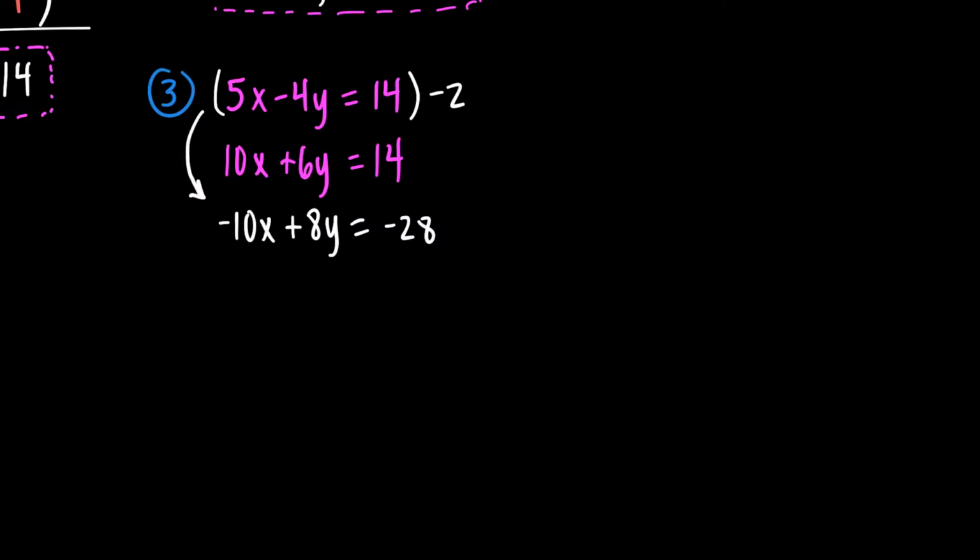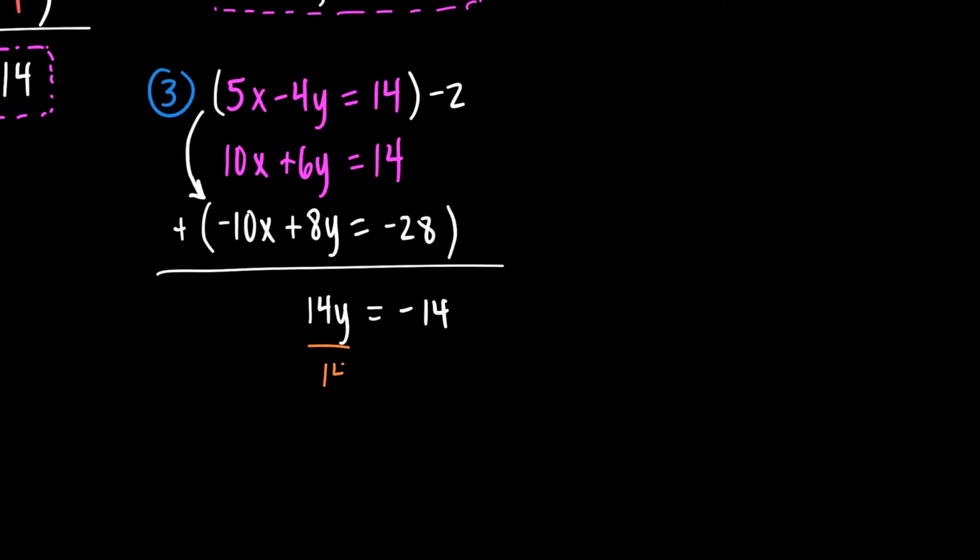So let's do that. We're going to add this second equation to the first one. So these x's will become 0. I'm not even going to bother writing it. These y's here will become 14y. 6y plus 8y is 14y. And then 14 plus negative 28 is just negative 14. And at this point, if you divide by 14 on both sides, you should get that y is equal to negative 1.